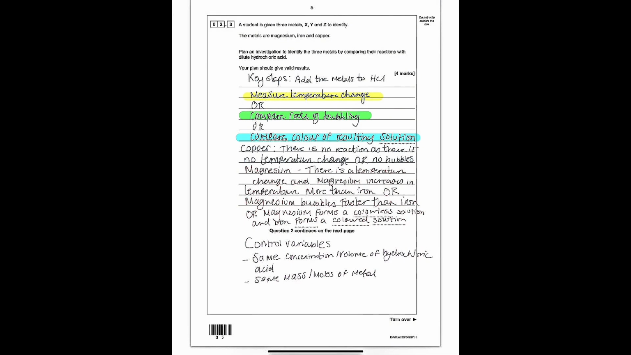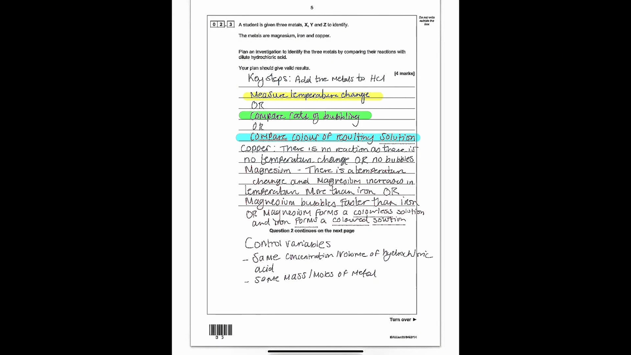Okay then, so we are going to go through a practical exam question, and it is worth 4 marks. And let's go through question 2.3. A student is given 3 metals, X, Y, and Z, to identify. The metals are magnesium, iron, and copper. Plan an investigation to identify the 3 metals by comparing their reactions with dilute hydrochloric acid. Your plan should give valid results.